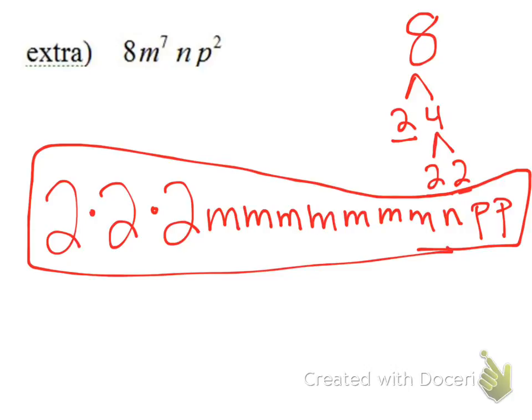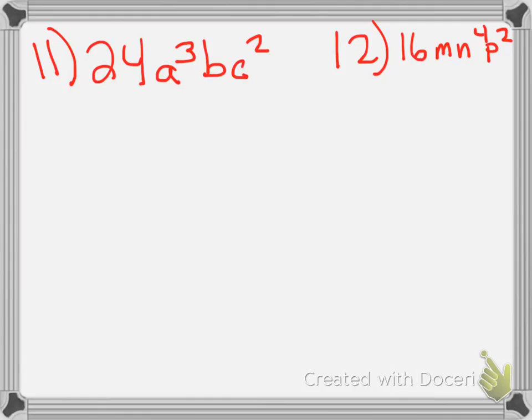Alright, there's a couple like that on your homework. I'm going to give them to you now. We're going to do the trees together, just because I know you might be a little rusty on your factor trees. So on your homework, it says 6.1 homework. Let's do the last two together. Let's start with some trees.